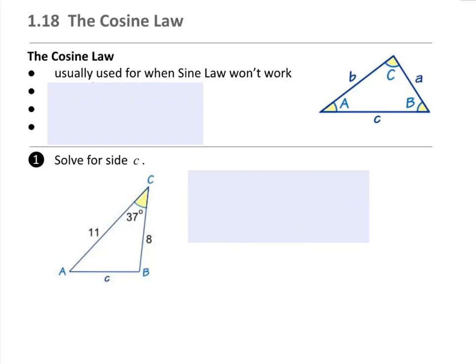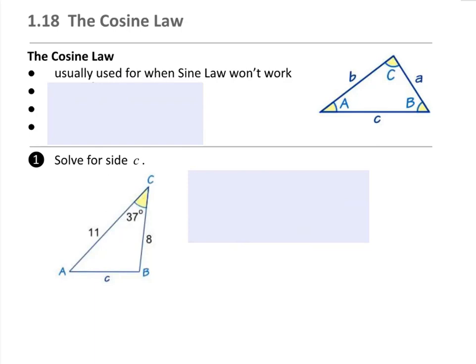So when we use cosine law, it's whenever we can't use sine law in an oblique triangle. Specifically, there's two cases where we use cosine law. Usually it's side, angle, side, with the angle in between the two known sides, and that's all you know. Or you know all three sides but no angles.